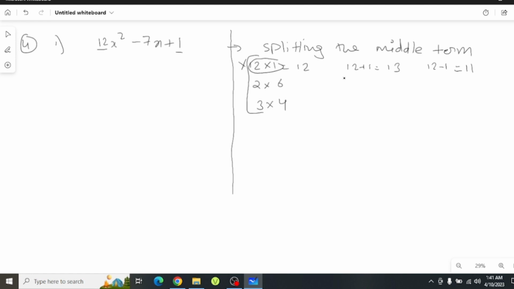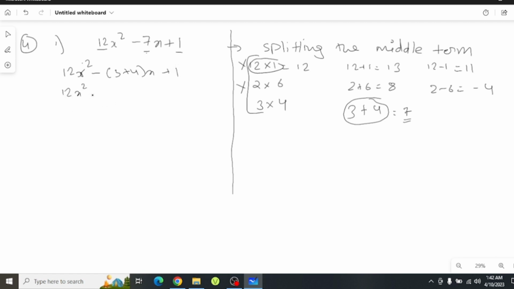Now just come to another set, add them and subtract them. But we need 7, so again we will ignore this set. Now check 3 and 4. Now we are getting 7. Okay, so we will split the middle term using the factors 3 and 4. We will write it as minus 3 minus 4x, then plus 1.